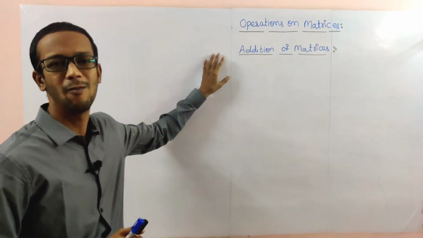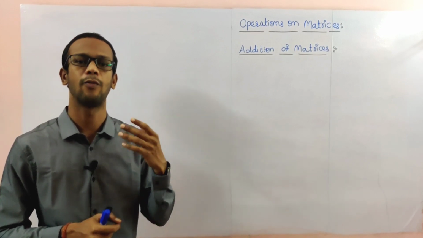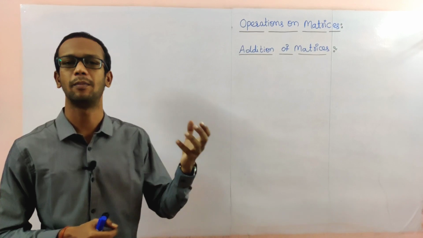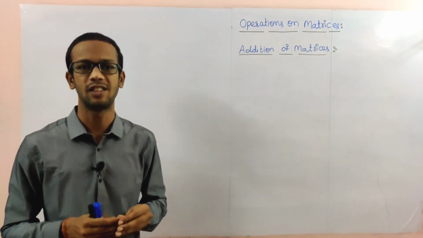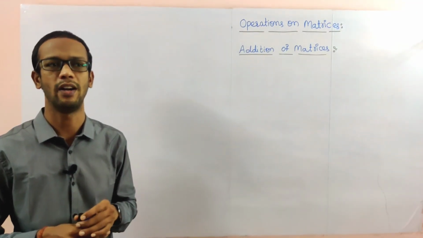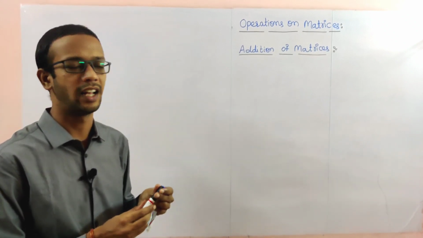Addition of matrices: addition of two matrices or three matrices. However many matrices there are, that many matrices we can add. But there are some conditions for the addition. How to do the addition from the matrices point of view? For that purpose, I'll take one example here.